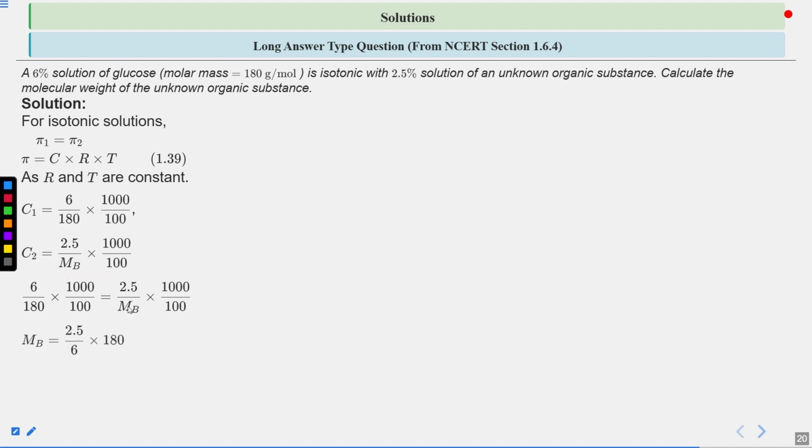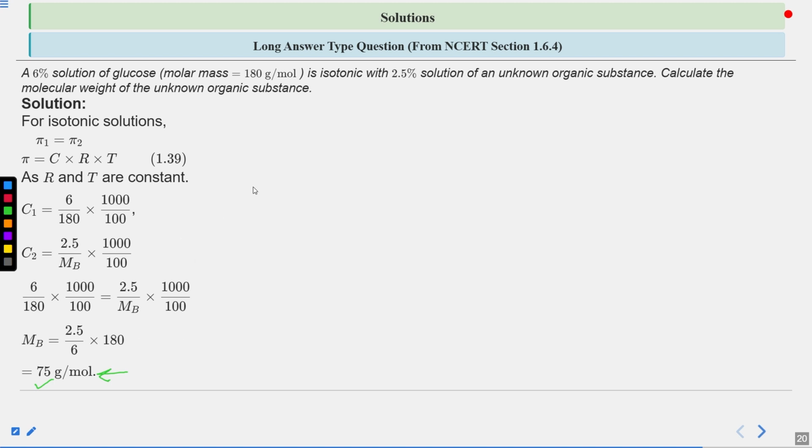Now you simply rearrange this equation, and MB will be equal to 2.5 divided by 6 times 180. When you solve it, it will be equal to 75 grams per mole. So the molecular weight of the unknown organic substance comes out as 75 gram per mole, and hence this will be the correct answer.